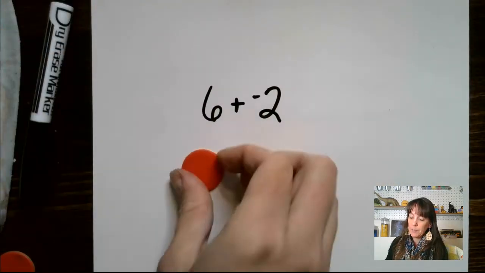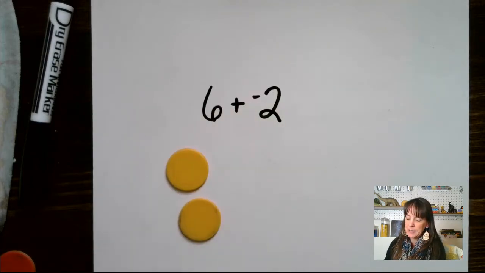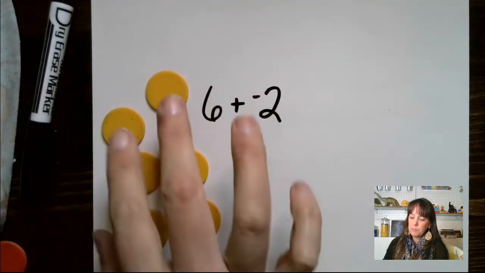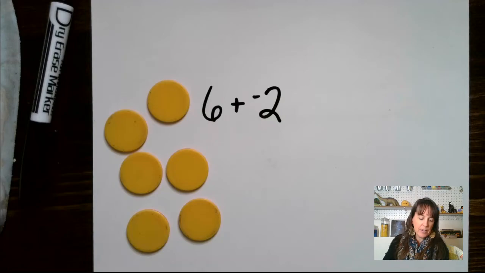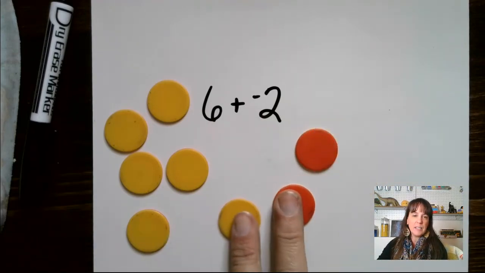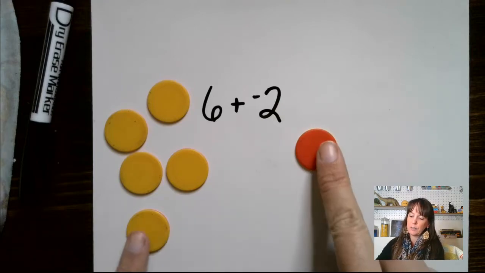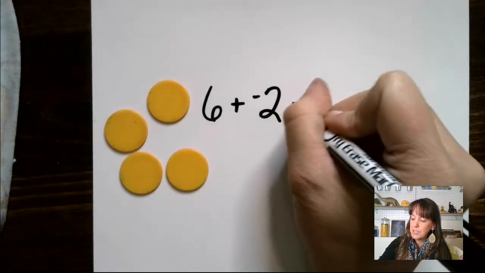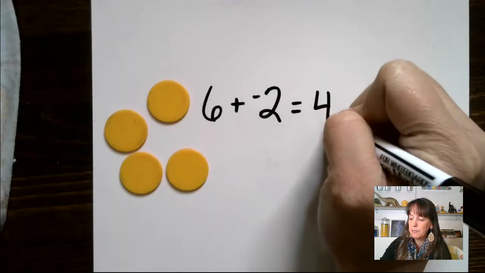We've got our positive team, where we have 6 players, right? So we've got 1, 2, 3, 4, 5, and 6. 6 players on the positive team, and then on our negative team, we have 2 players. Each one of these is going to cancel out. A red and a yellow cancel each other out, and this cancels out. I'm left with 4 players on my positive team, so my answer is +4.